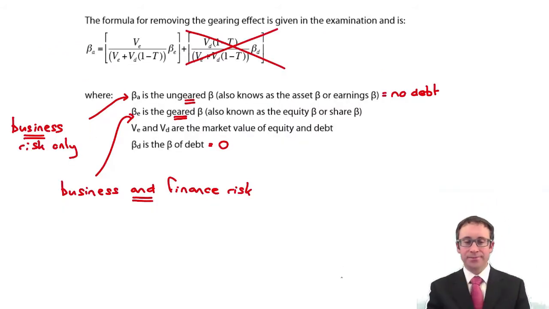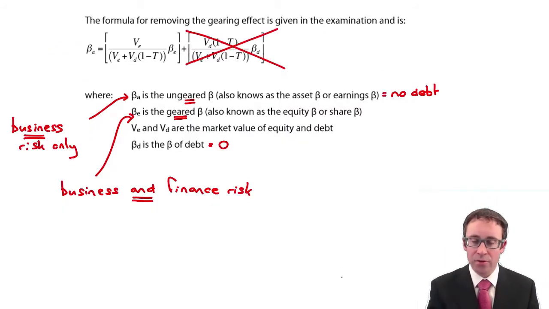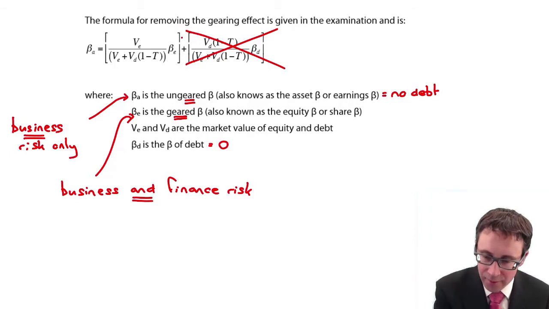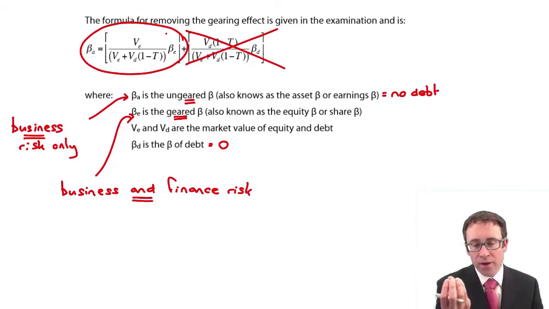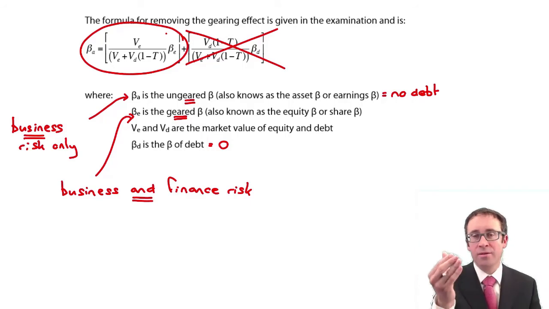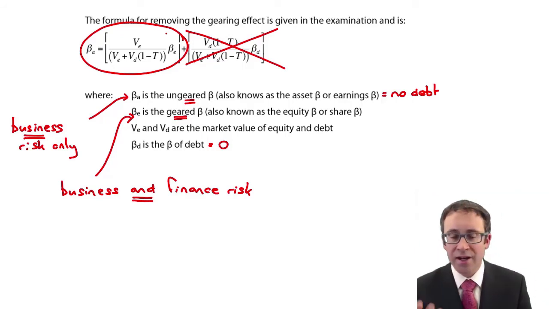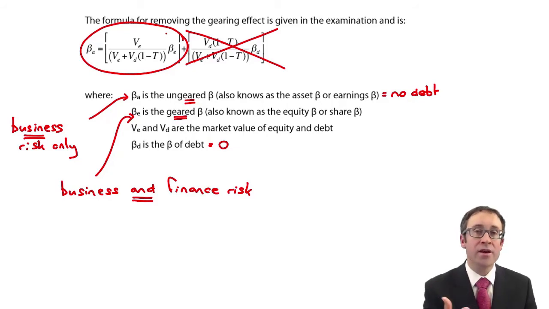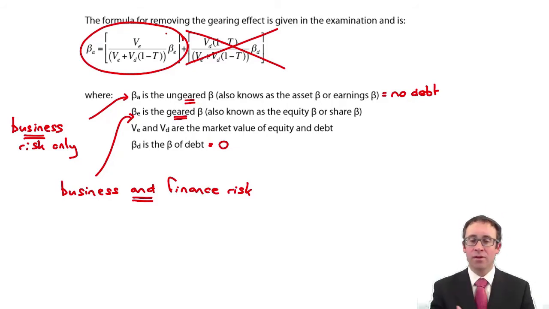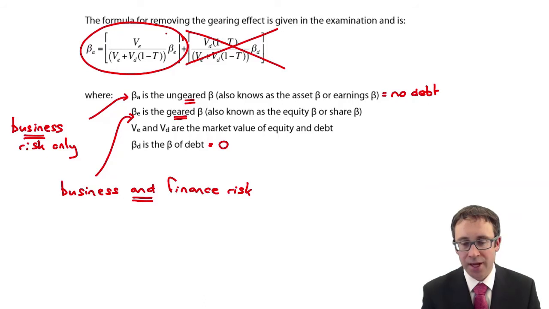Challenging. So how do we link the two? Well, you've got the formula there. Beta asset, the ungeared beta, is equal to the geared beta, and effectively what we do is look at the equity value compared to the total after-tax value of the entity. So we look at VE divided by VE plus VD net of the tax shield. It does get quite complicated.